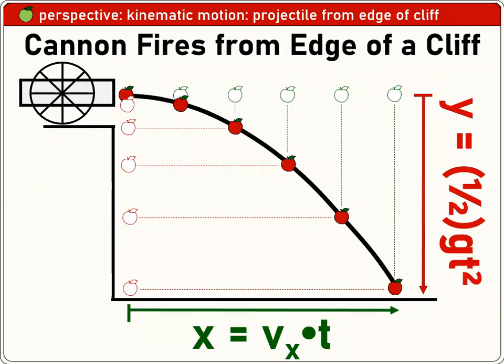Blast a ball at the edge of a cliff. All right, you guys did this lab. You guys remember this lab? All right, let's look at its motion. Now that's a parabola right there. And then what's going on horizontally, vertically?